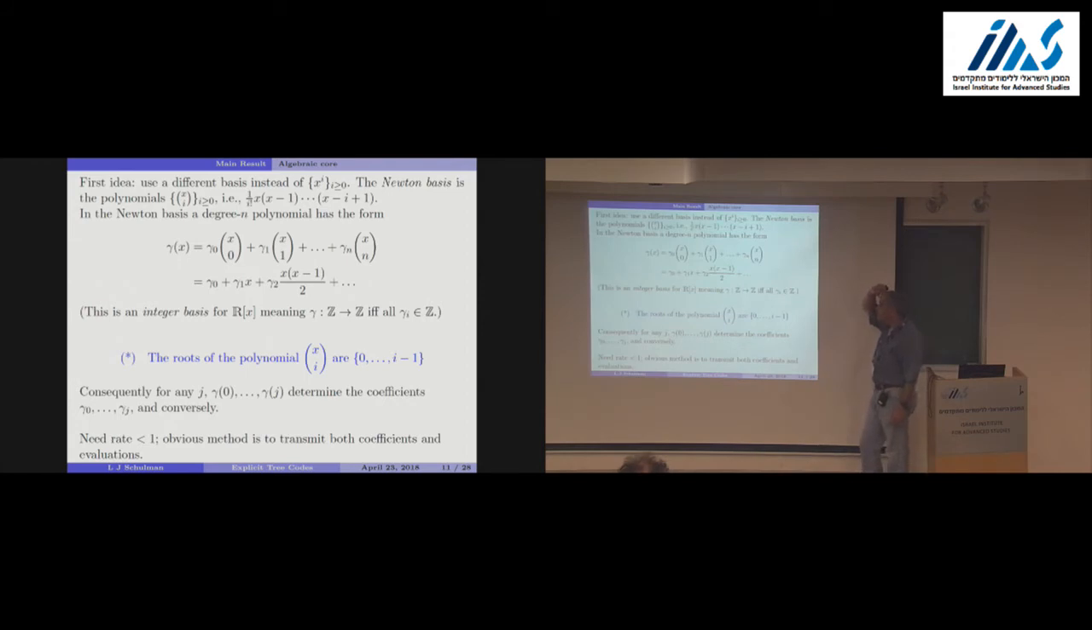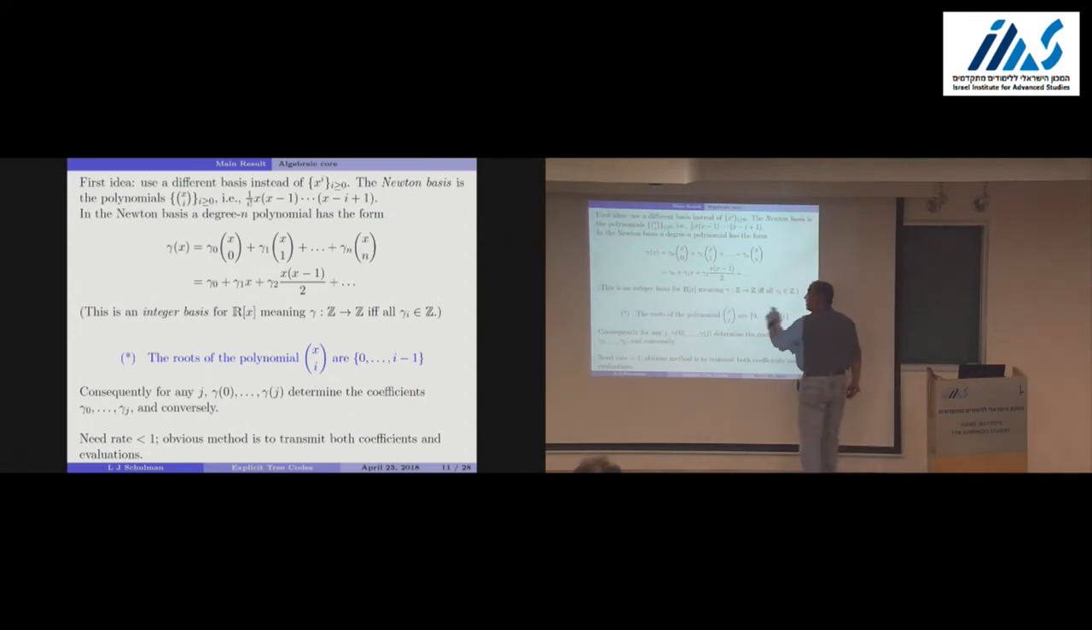One thing that is nice about it, not so important for what we're doing, but just to say, is that it's an integer basis. So the coefficients, the gamma sub i's, are all integers if and only if the polynomial is integer everywhere. That's a pretty nice property. It's not essential to us, but it's something nice to know. It's not true for the standard basis.